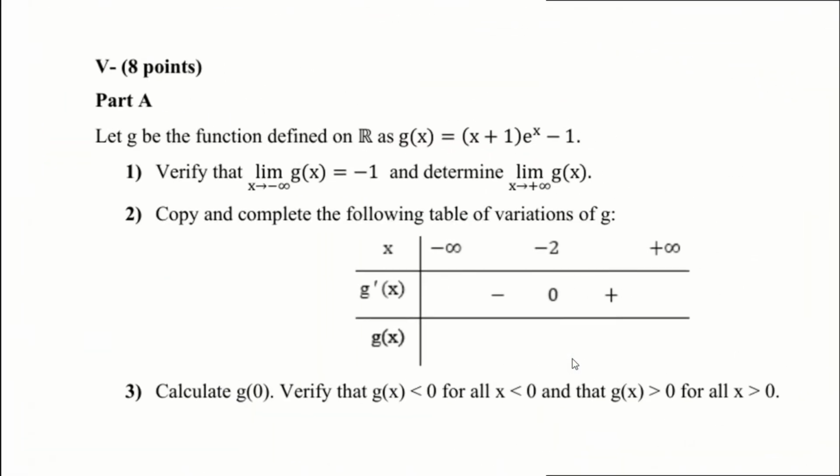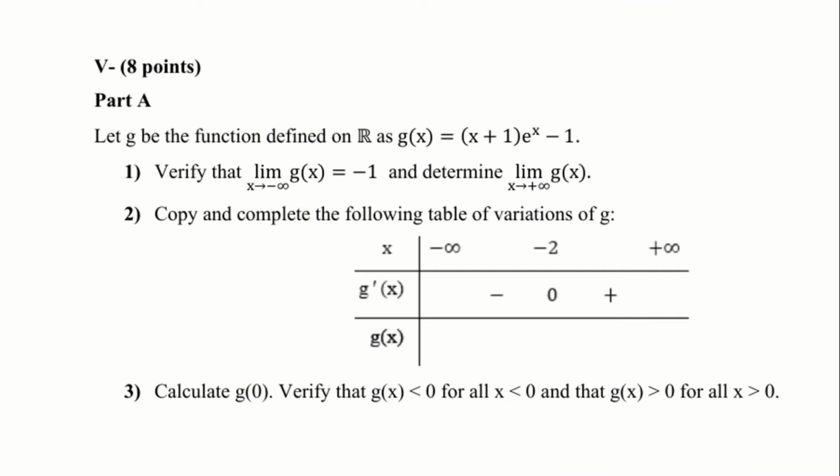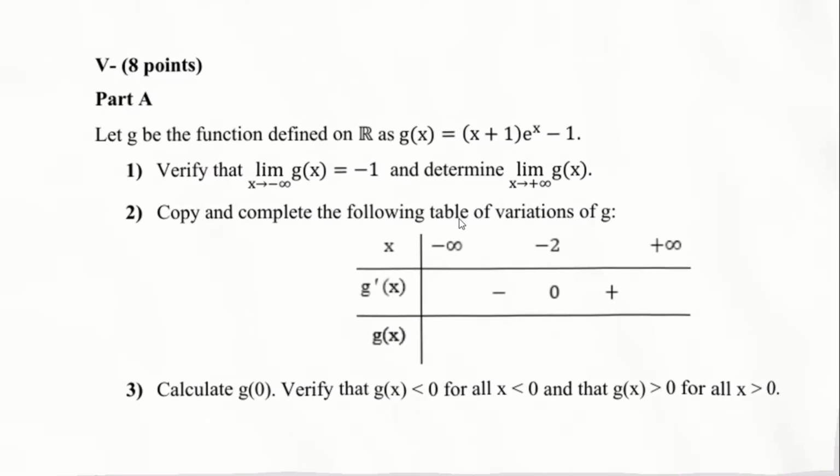Now let's start with the question of functions. Let G be a function defined on R as G of x equals x plus 1 times exponential x minus 1. Verify that the limit of G of x at minus infinity is minus 1 and determine the limit of G of x as x tends to plus infinity.